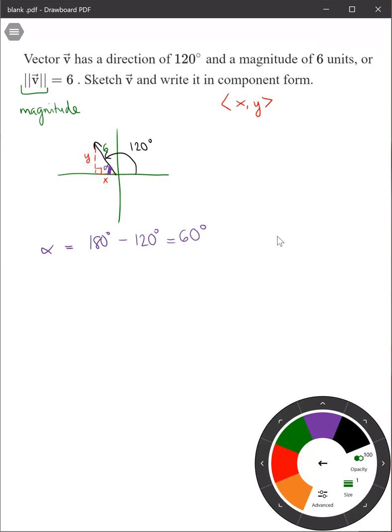Okay. So now you know the hypotenuse is 6. You know one of the angles is 60 degrees. Is it possible for you to find the x value and y value? Yes. Okay, let's talk about the x value. If we want to find the x value, how do we find it?